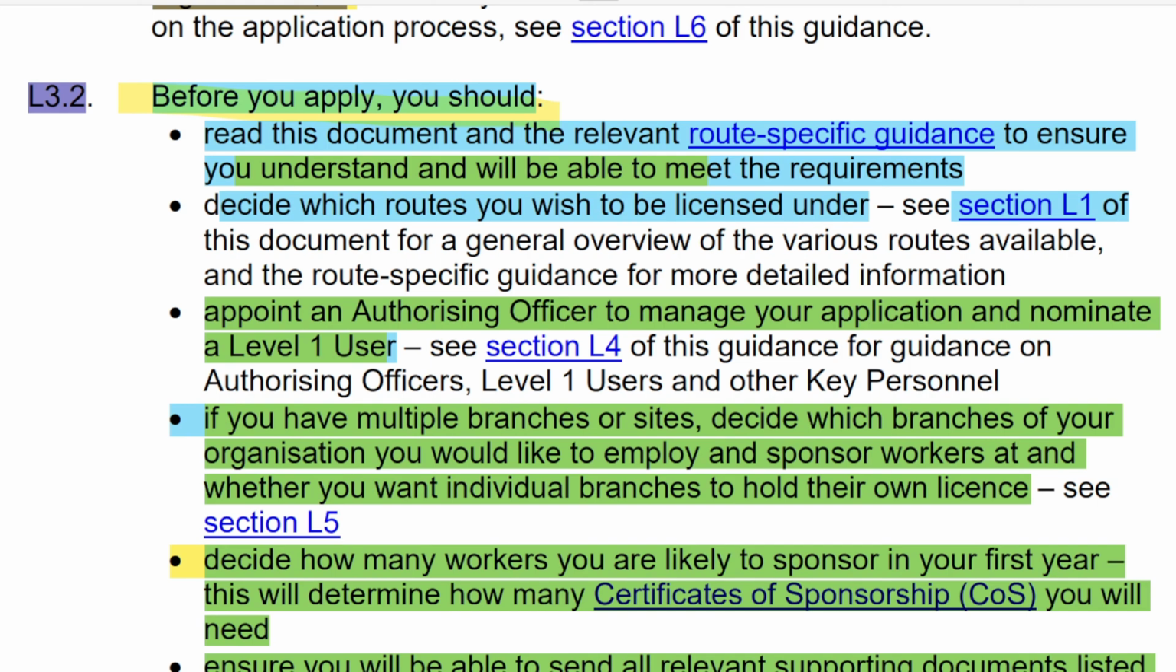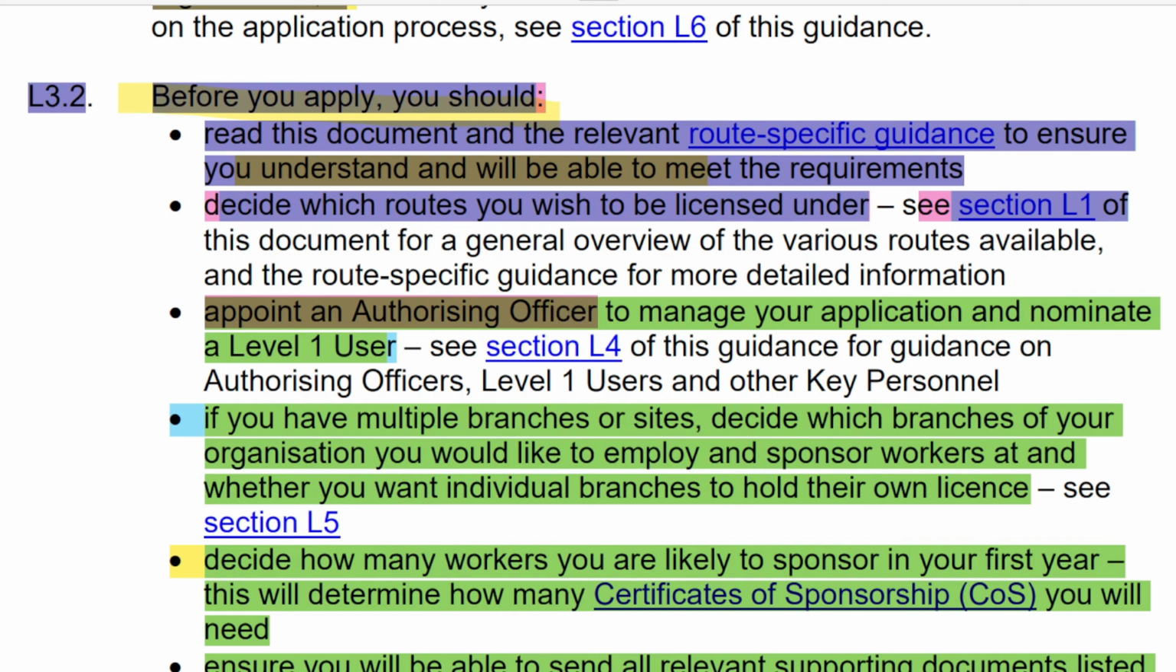This document is about the guidance which the Home Office visa officer sees when he approves your application for the license. Okay, so L3.2: before you apply, you should read this document and relevant route-specific guidance to ensure you understand and will meet the requirements. Decide which route you wish to be licensed under. That's another thing, which is section L1. Like, do you want to apply for temporary worker or permanent worker? So if you're applying for skilled worker or religious worker, whichever route, that's discussed in L1.